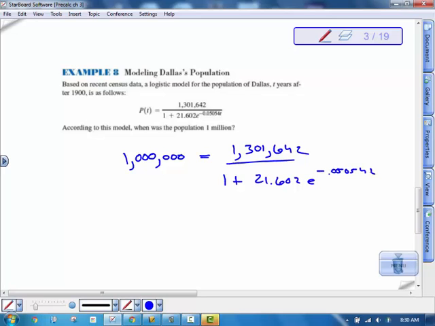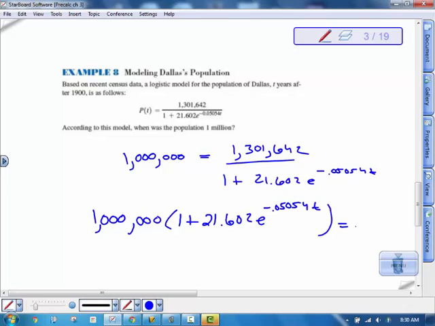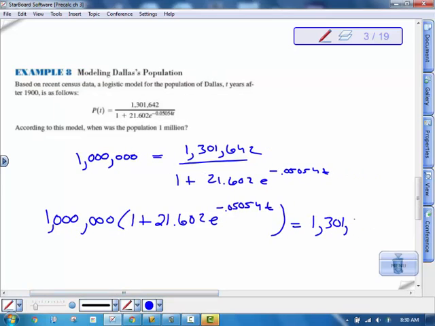Now I know this is a lot of work, but we're going to have to multiply both sides by this number. So we have 1 million times 1 plus 21.602 e to the negative 0.05054 t equals 1,301,642. Okay, divide both sides by a million. All right, it gets rid of the million from over here.